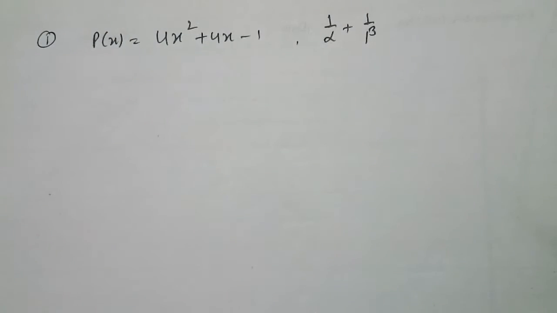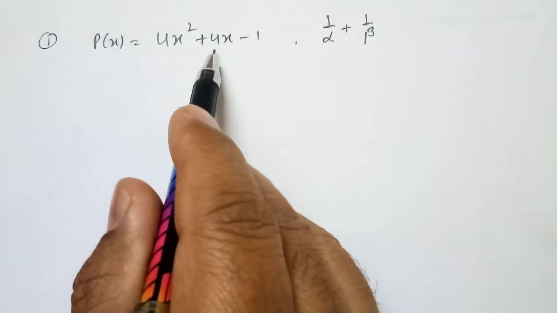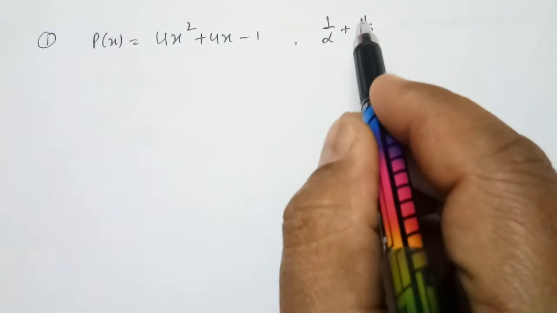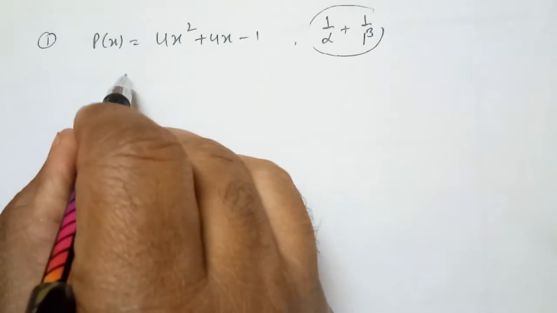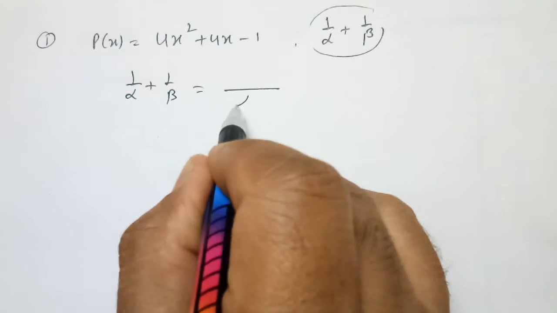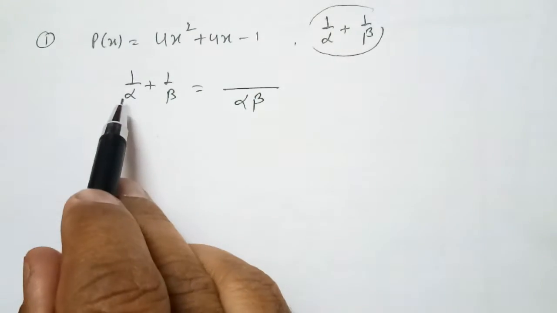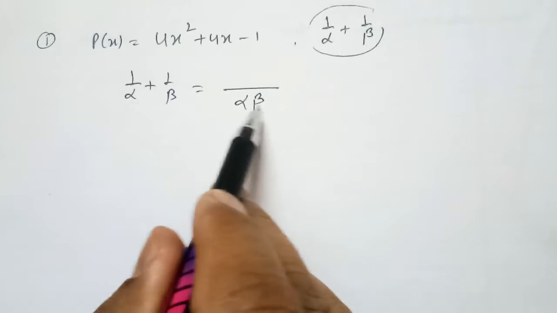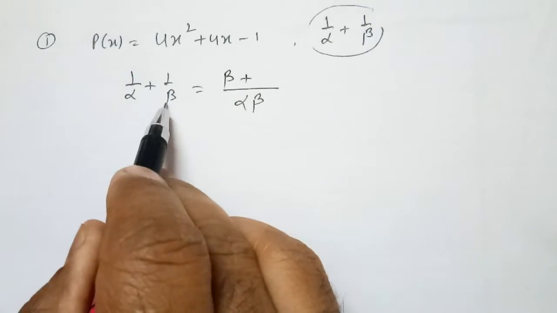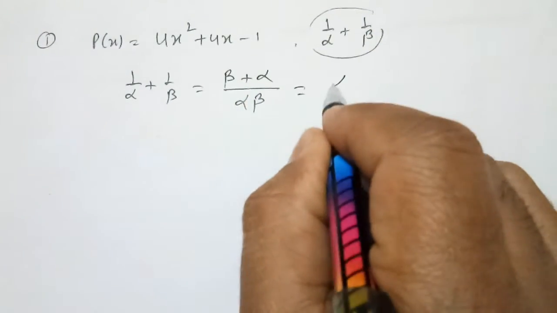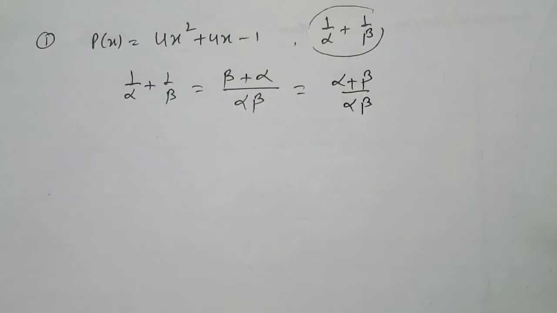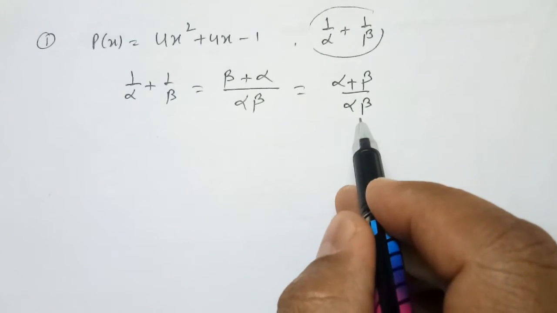Now here it is given that this is a polynomial 4x square plus 4x minus 1, and we need to find the value of 1 upon alpha plus 1 upon beta. So here if you solve this 1 upon alpha plus 1 upon beta, if you take the LCM it is alpha beta, and then we divide this alpha beta by this alpha, we will get beta, and when we divide this alpha beta by beta, we will get alpha. So this we can write here alpha plus beta over alpha beta. Now this numerator alpha plus beta means sum of zeros, and denominator is alpha beta, product of zeros.